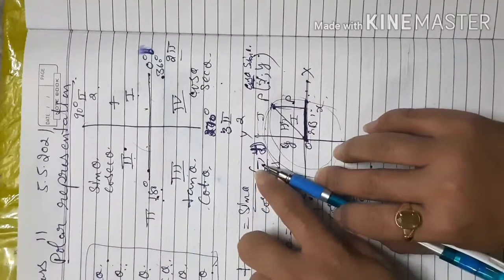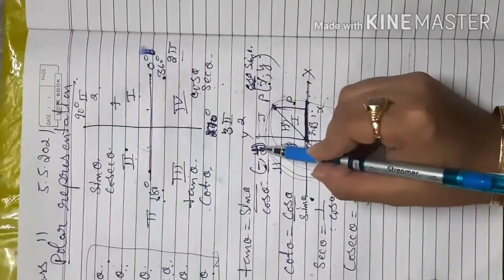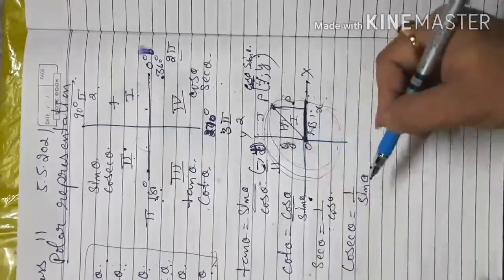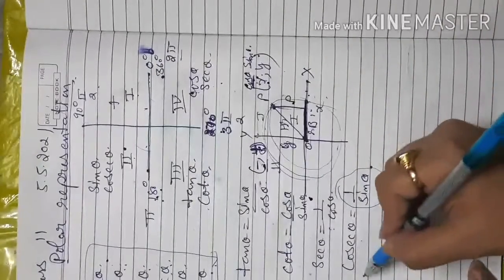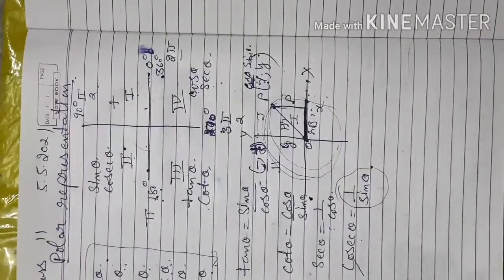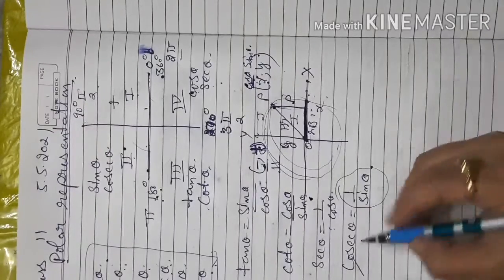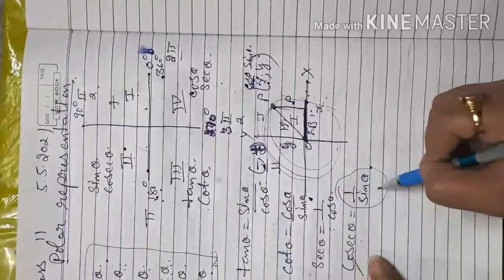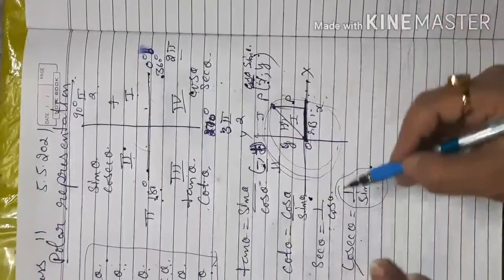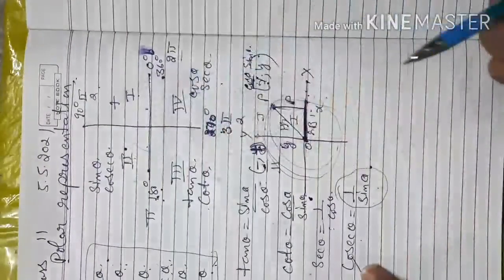If my x value is negative and y value is positive, then wherever sin theta and the reciprocal of sin theta are used, and only sin theta is used, in only that case the trigonometric term is positive. There is no cos theta used in those terms. That means sin theta is positive and the reciprocal of sin theta will also be positive. So that is the reason only sin theta and cosecant theta are positive.